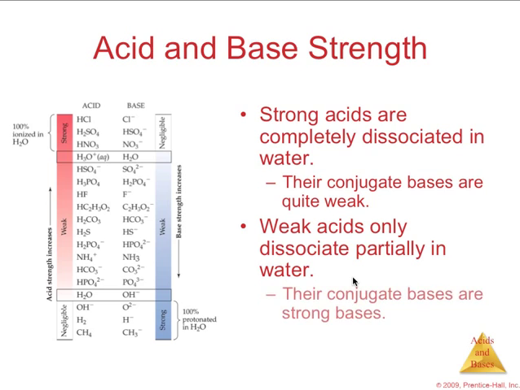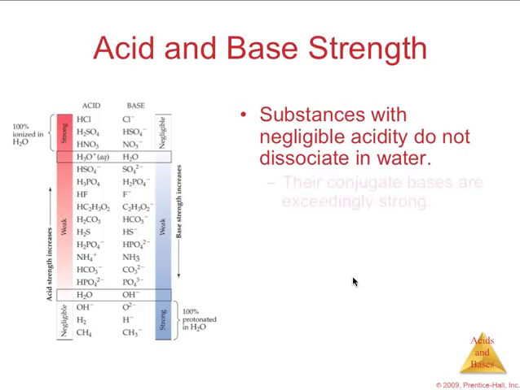This is just a table that shows you a strong acid has a weak conjugate base. A weak acid is going to have a strong conjugate base. And this will help us when we start talking about equilibrium in acids and bases. Okay, so substances with negligible acidity do not dissociate in water. Their conjugate bases then are exceedingly strong. And remember, the definition of the strength of an acid and base is only that it completely ionizes or dissociates.